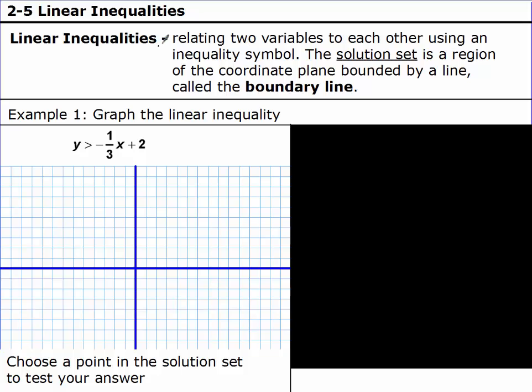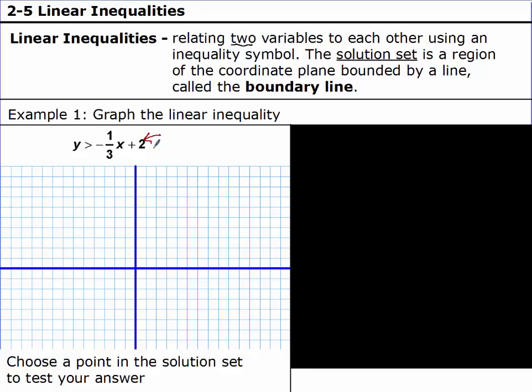Alright, so linear inequalities, you're relating two variables, so we're doing x and y now, to each other using an inequality symbol. The solution set is the entire region of the coordinate plane bounded by a line. So we're going to first graph our line, and then we're going to figure out the region on top of that.